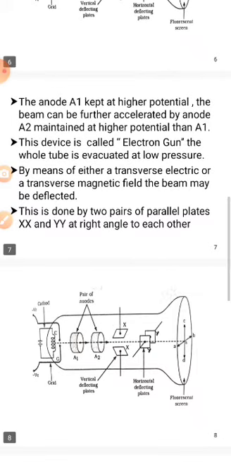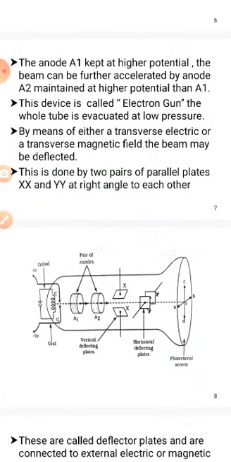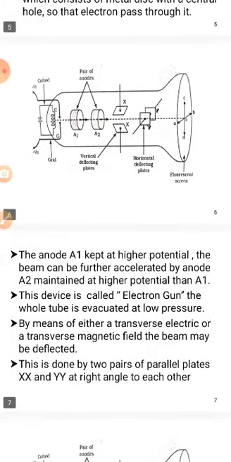Now, by means of either a transverse electric or transverse magnetic field, the beam may be deflected. The beam may be deflected whether it is a transverse electric field or a transverse magnetic field.